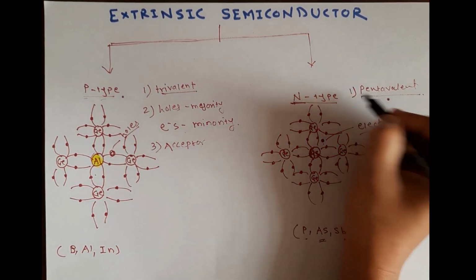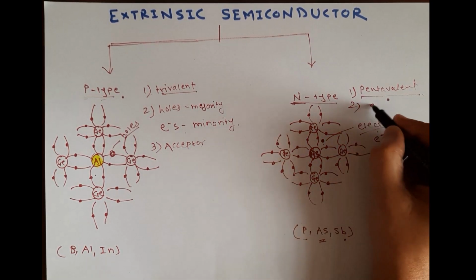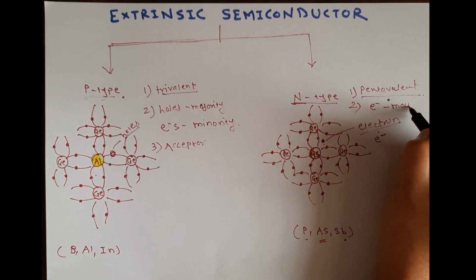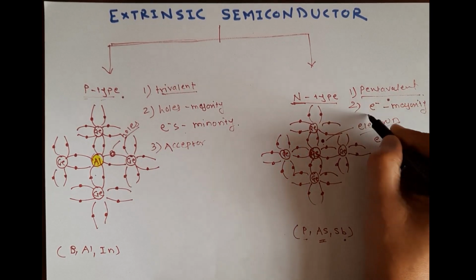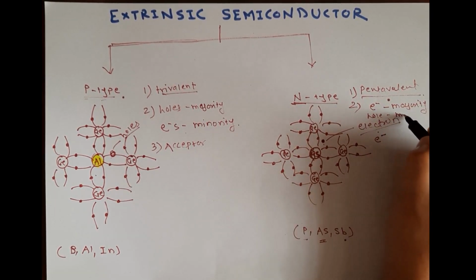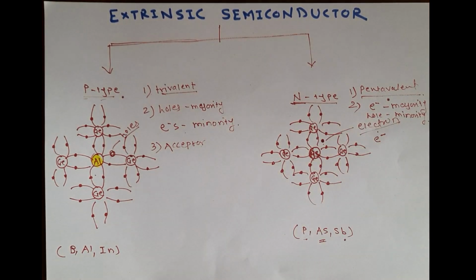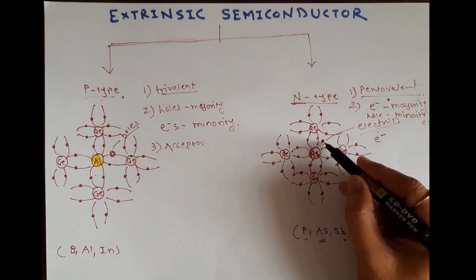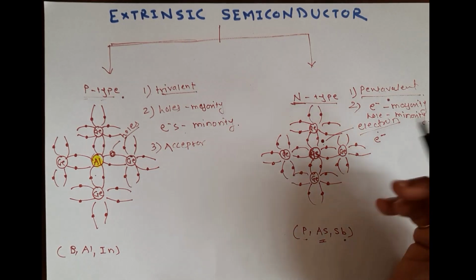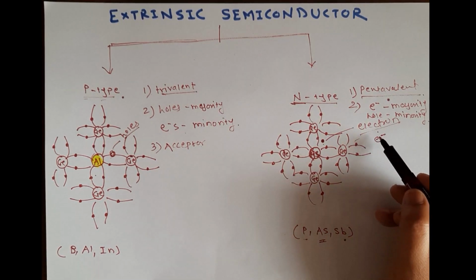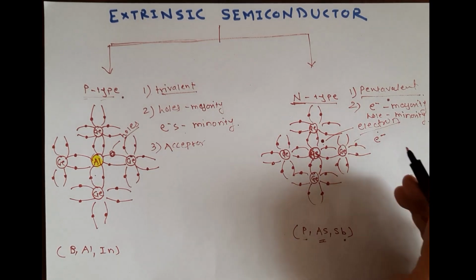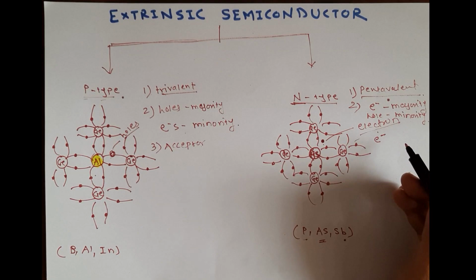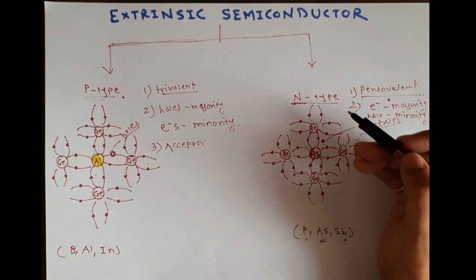In this case, the charge carriers are electrons. So electrons are majority charge carriers while holes are minority charge carriers. This semiconductor is known as a donor type of semiconductor, because the electron is free, it donates. And the Fermi level in the case of n-type semiconductor lies close to the conduction band.